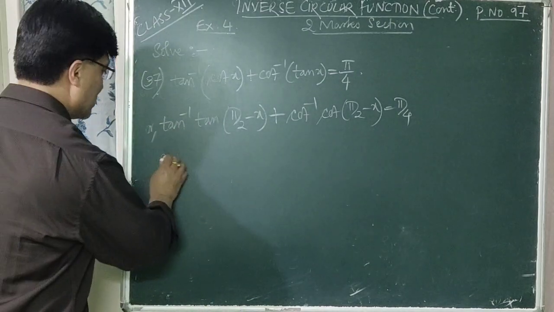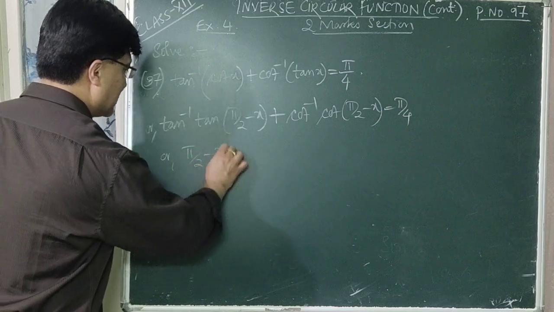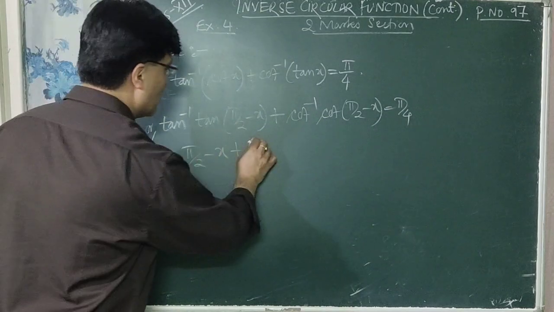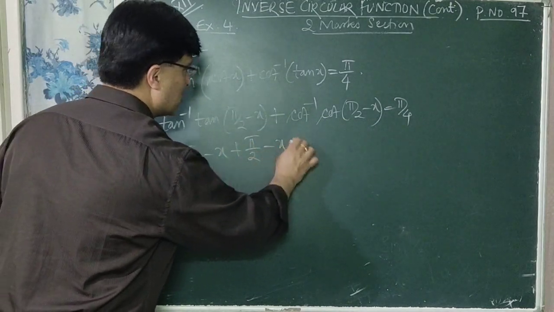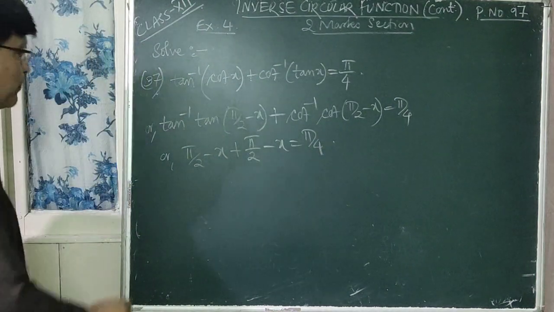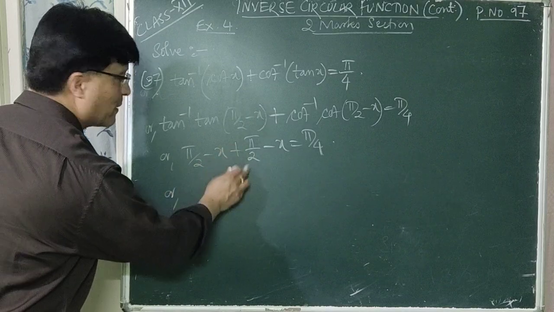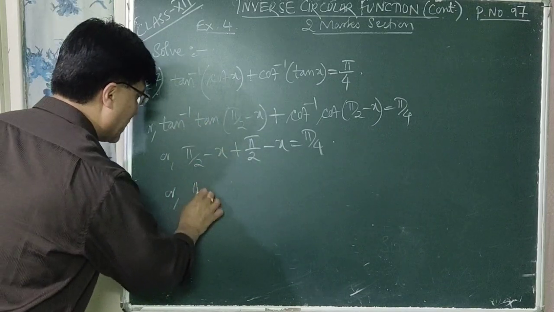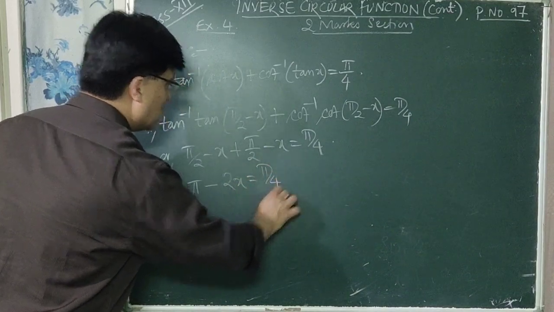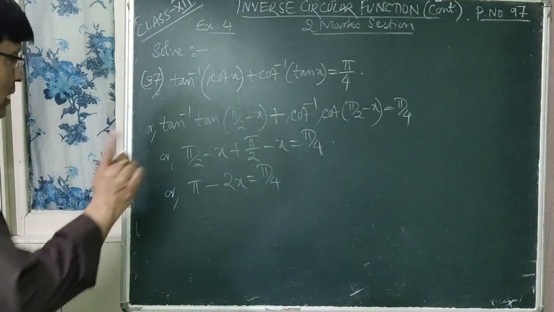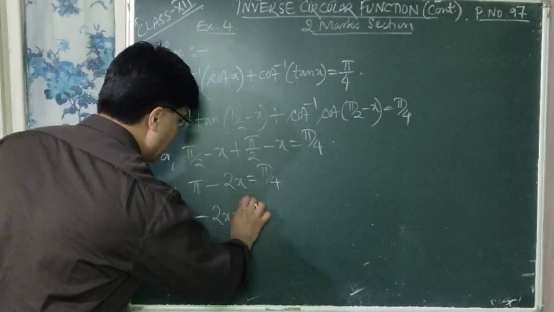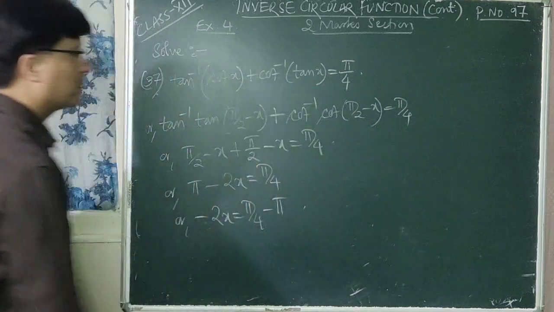So what is the value here? It is pi by 2 minus x, right? Plus here also cot inverse cot gets cancelled. What do we get? Pi by 2 minus x is equal to pi by 4. Is it clear now? Now what is pi by 2 plus pi by 2? 2 pi by 2, which is equal to pi. Then minus 2x is equal to pi by 4. Now let us find out the value for x. Minus 2x is equal to pi by 4 minus pi.